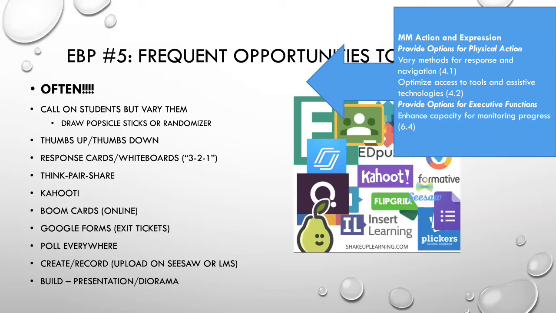Now, frequent opportunities to respond and frequent opportunities for feedback meets the Universal Design for Learning principle, action and expression. It provides opportunities for physical action. You can vary the method for response and navigation. You can optimize access to tools and assistive technologies, and provides options for executive functions. So enhancing the capacity for progress monitoring for you to see how your students are performing.